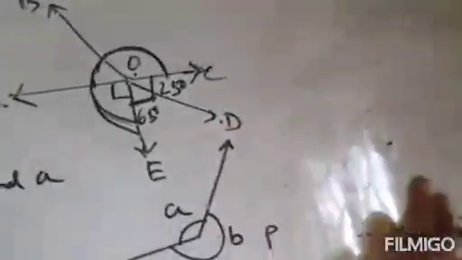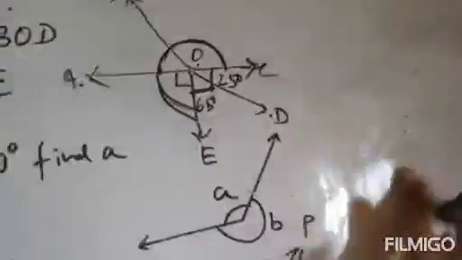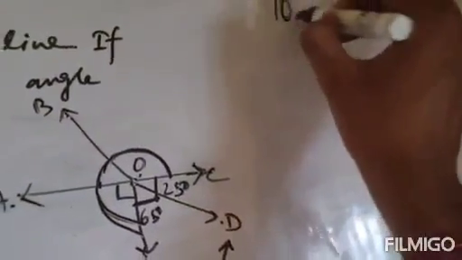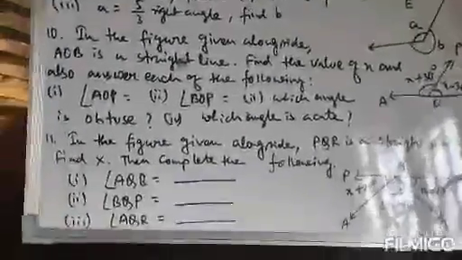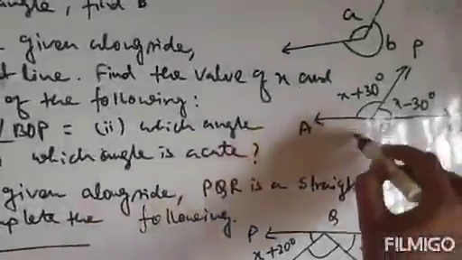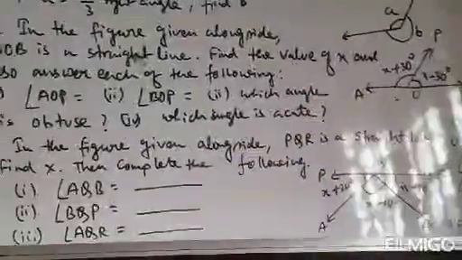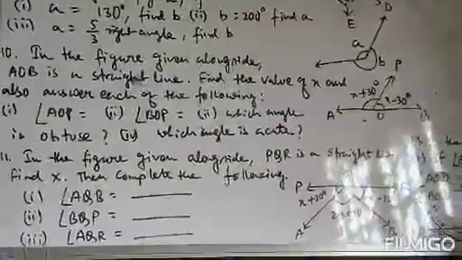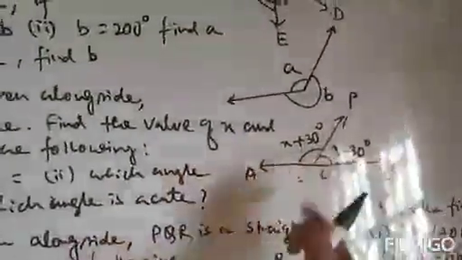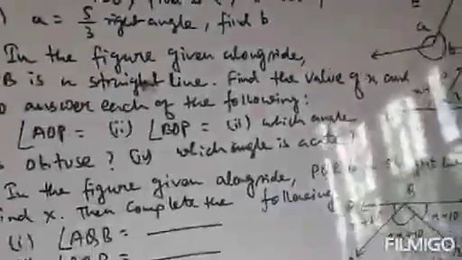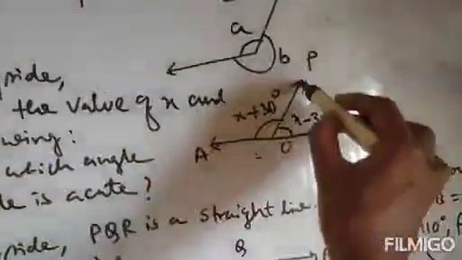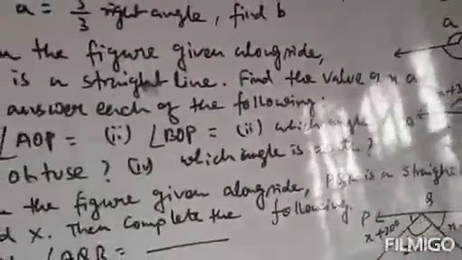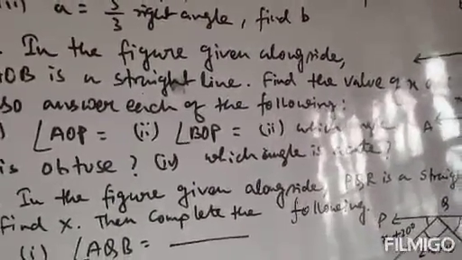Next question. Question number 10. Question number 10 says, in the figure given alongside, AOB is a straight line. Find the value of X and also answer each of the following. So AOB is given as a straight line and two angles are given. We have to find angle AOP. So AOP is X plus 30 degrees.